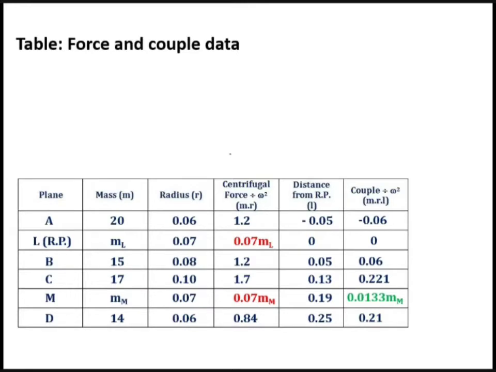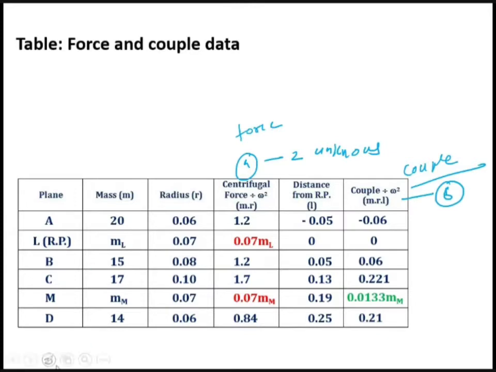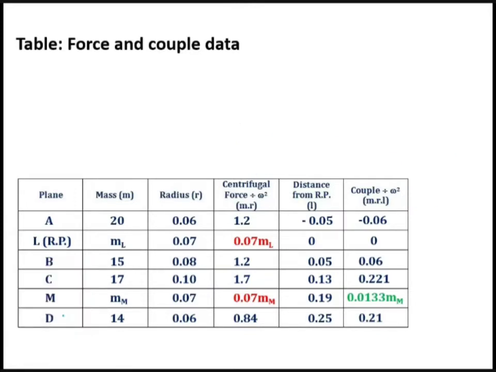Now look at the table. In column number 4 there are two unknowns, and in column number 6 there is one unknown. So first of all you will draw the couple polygon. The couple polygon is based on column number 6. So first you will draw the couple polygon and then you will draw the force polygon. As I said earlier, with the minimum number of unknowns, draw the polygon first. I hope it is clear to all of you.